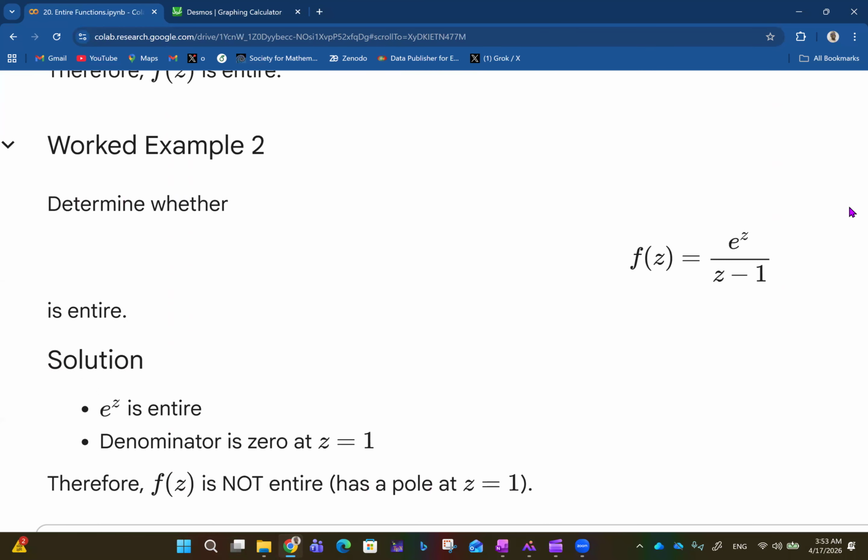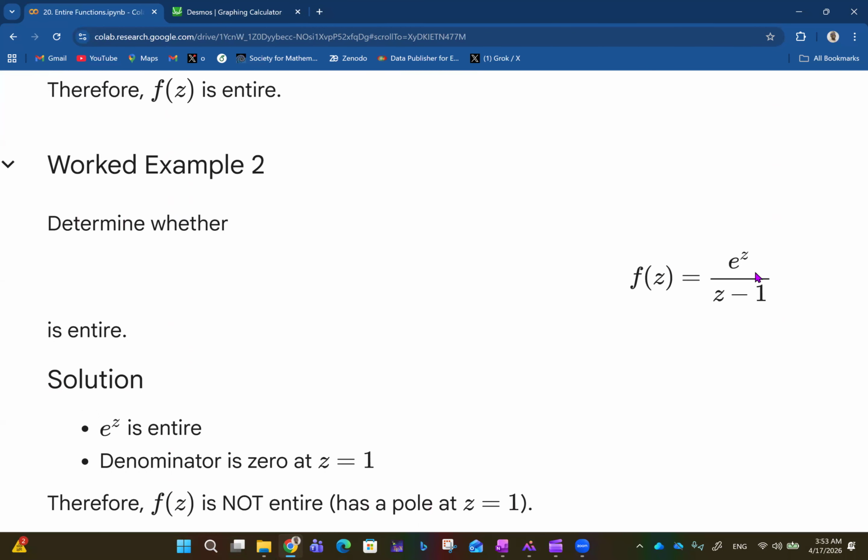And then example 2, you want to determine whether f of z equals e raised power z over z minus 1 is entire. First of all, e raised power z is entire. But the denominator is 0 at z equals 1. So when z is 1, this denominator will be 0, and that makes the whole function undefined. Therefore, f of z is not entire because it has a pole at z equals 1.